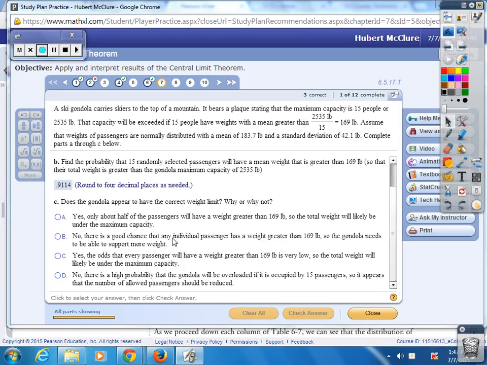No, there is a good chance that any individual passenger has a weight greater. Okay, that probably is it, but let's read the other one. No, there is a high probability that the gondola will be overloaded, so it appears that the number of allowed passengers should be reduced. Well, that could be a possible answer too, depending on whether you can change the gondola or not. I think it's supposed to be B because it's talking about the weight limit. I don't think we're going to be changing anything, so I think this is probably your answer.